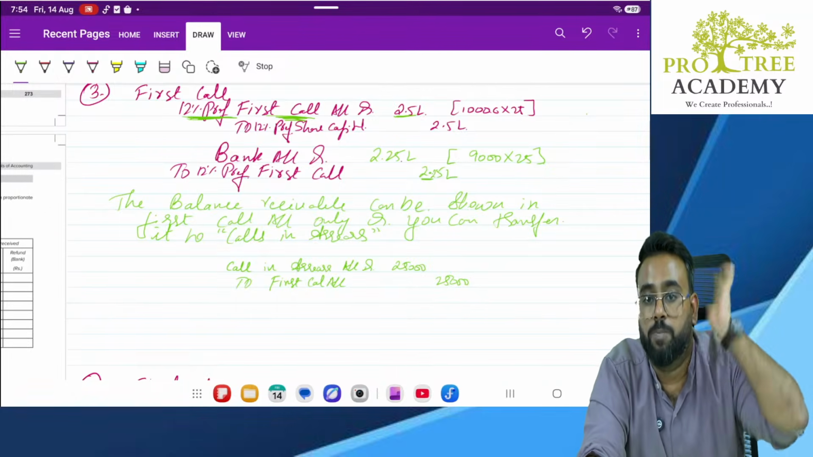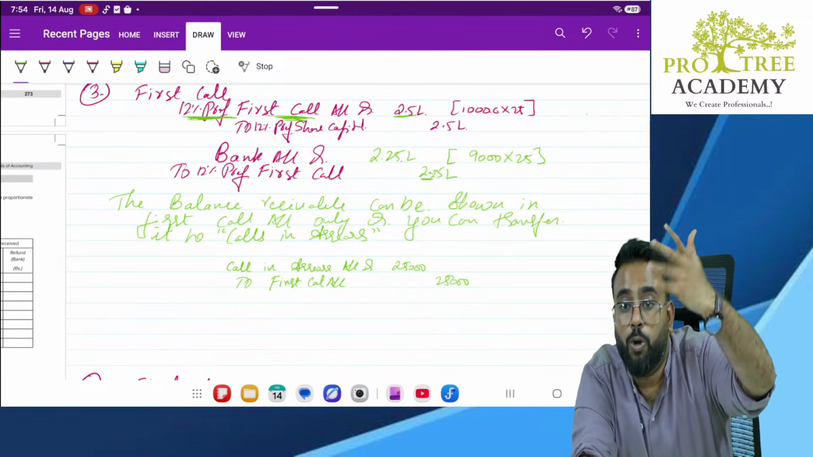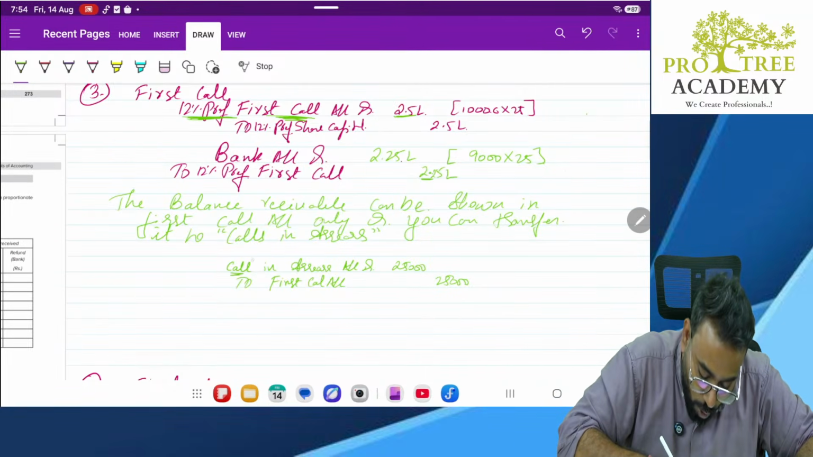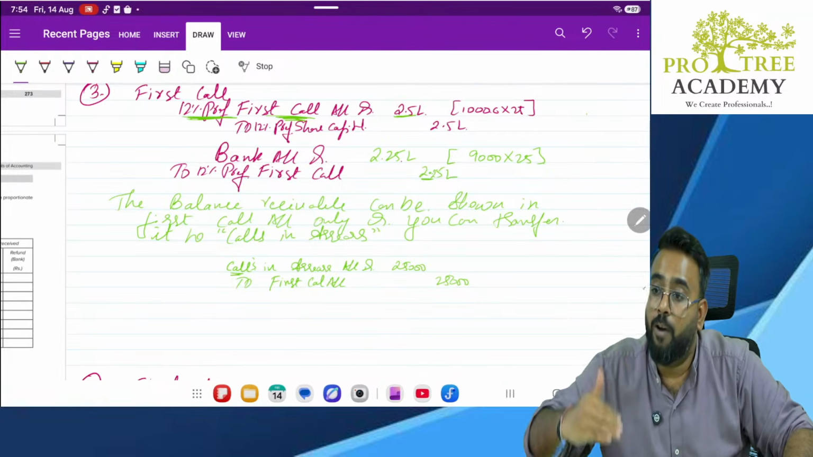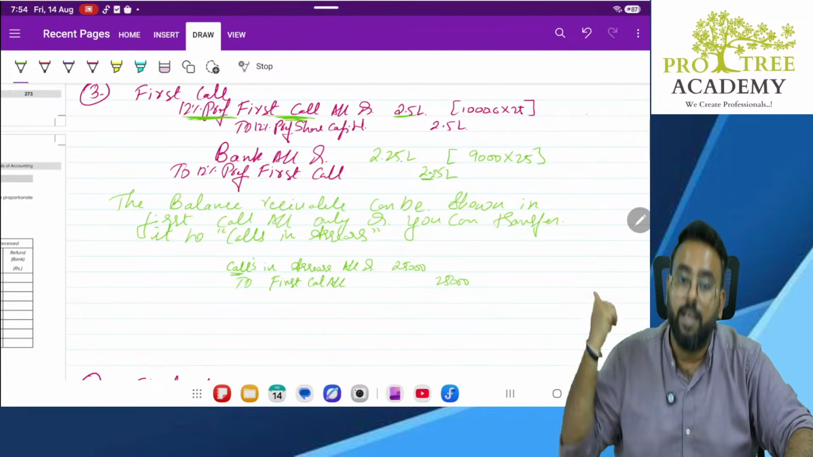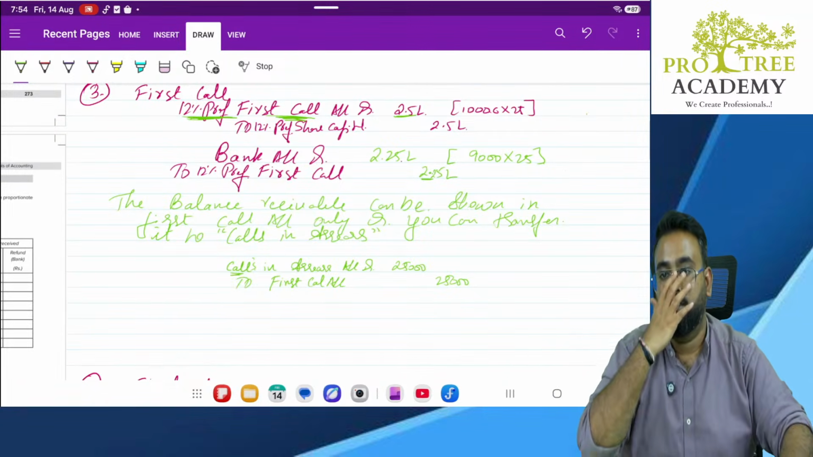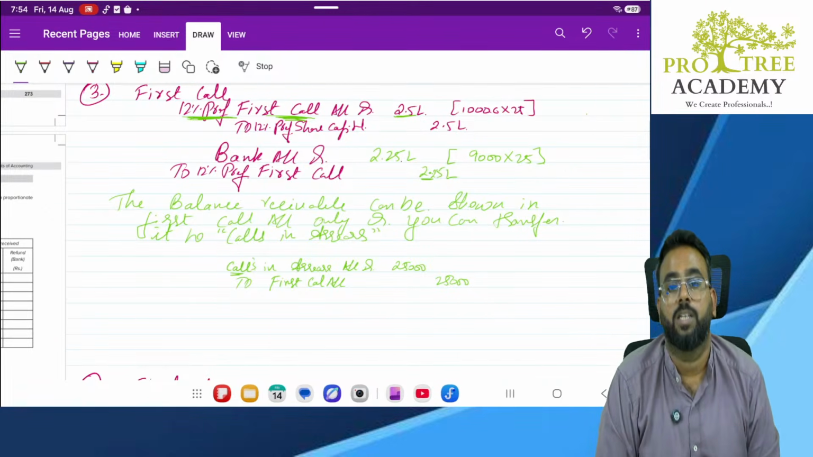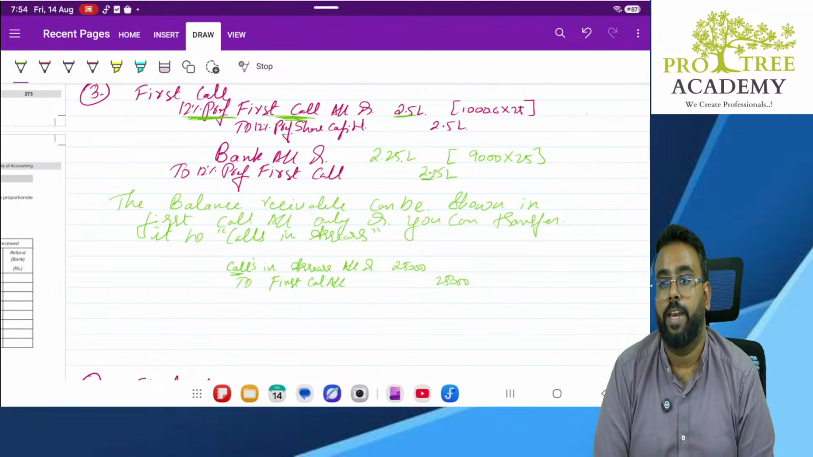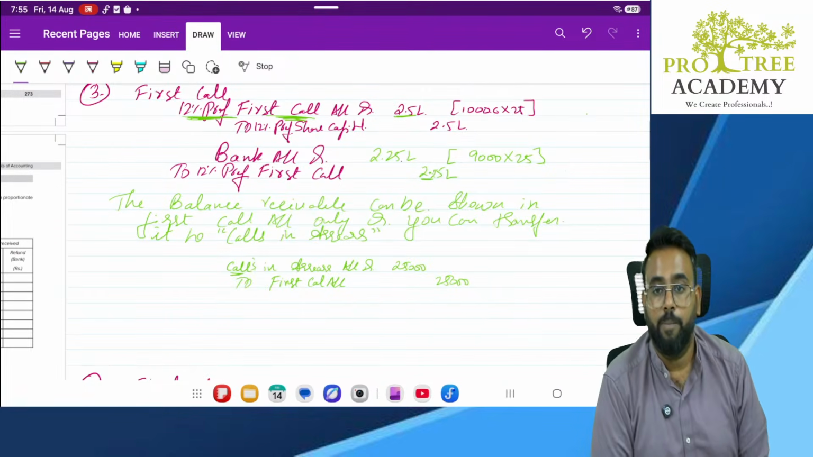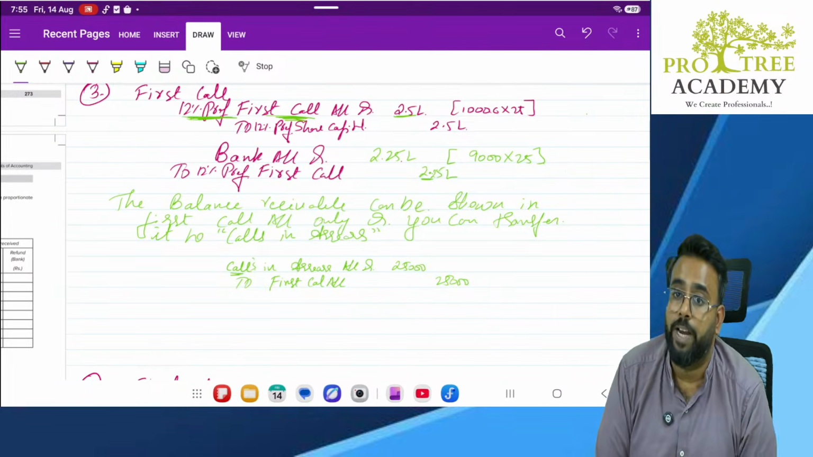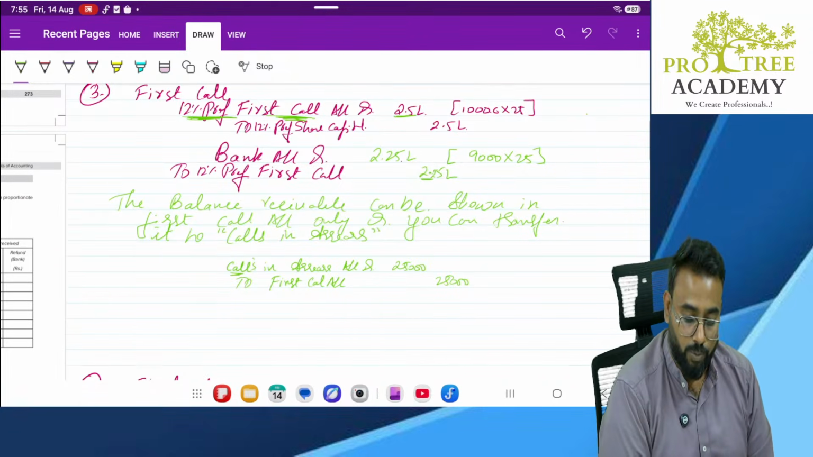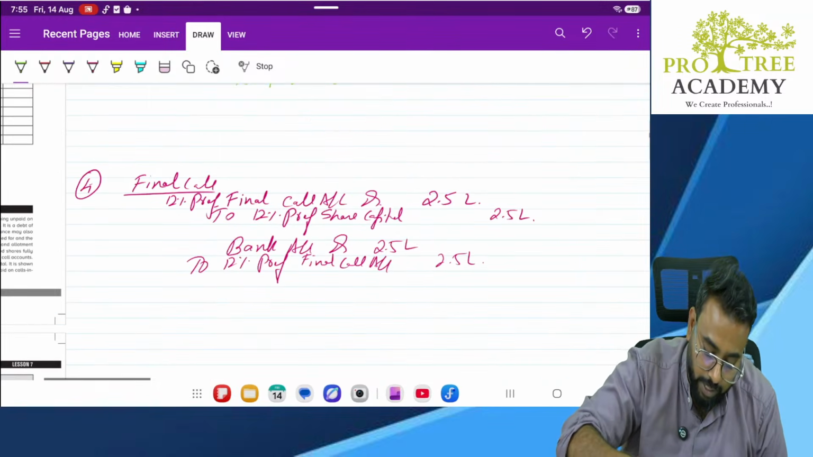If you want to show that clearly, you can transfer that to an account called calls in arrears account. The name itself says calls in arrears means we have already called the money, but people have not paid. So that is called calls in arrears. We have called the money, but some people have not paid, and how much they have not paid, that is 25,000. That much will be shown in calls in arrears account. Clear?